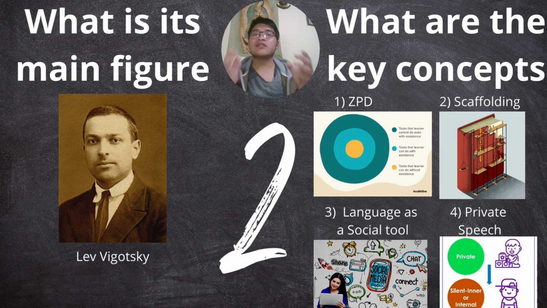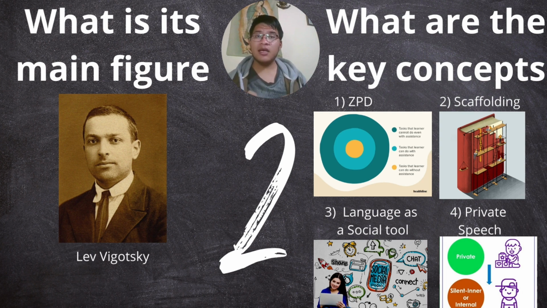The other one is scaffolding. This is about the support provided to a learner by a more knowledgeable person, in most cases a teacher or even a classmate. This support can include a lot of things: verbal prompts, demonstration, and even cues to facilitate learning. The other one is language as a social tool. This theory views language as a tool for communication and social interaction, more than just a pure cognitive process, because language serves to express ideas, emotions, and thoughts.